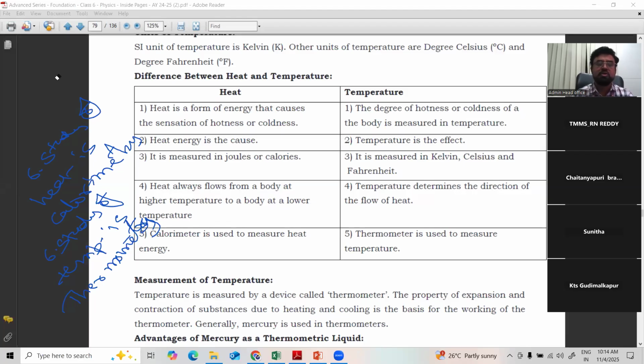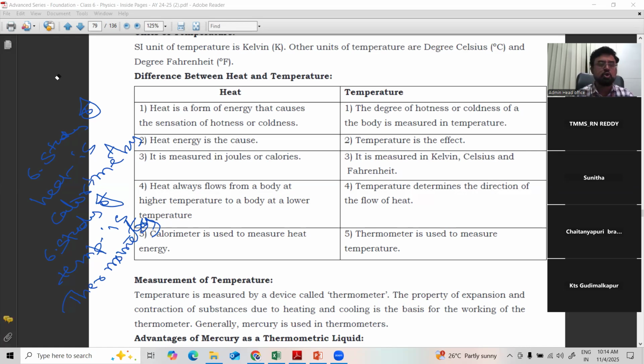So heat is measured in joule or calories because it is nothing but energy only. Temperature is measured in Kelvin, Celsius or Fahrenheit. Heat always flows from a body of higher temperature to a lower temperature, whereas temperature determines the direction of flow of heat.